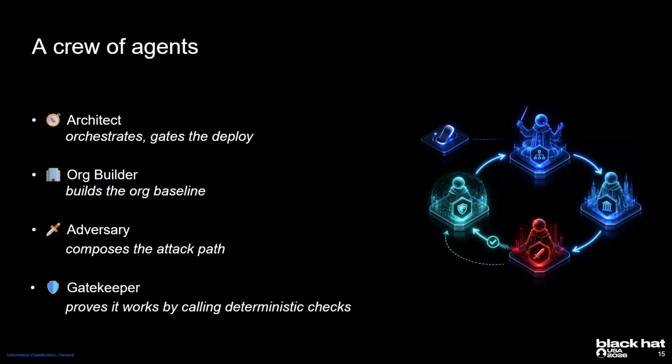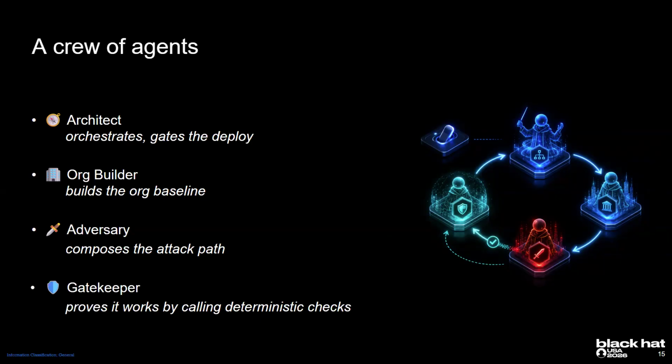I've defined splitting the work across a crew of agents. The architect is the one you talk to. It runs the other agents and holds the deploy button, you could call it that. The org builder agent stands up the realistic company, so it creates that org structure with realistic users, groups, etc.